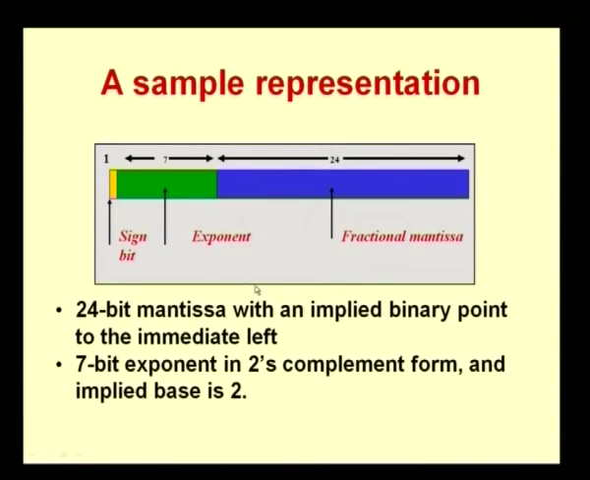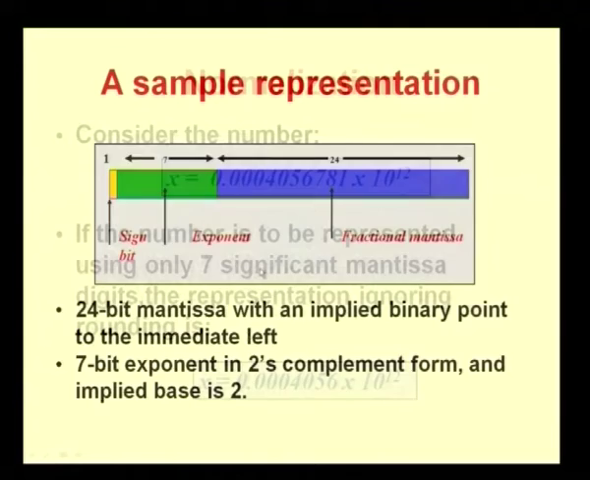Here the base that we are looking at is 10, but when you are looking at binary numbers, the implied base will be 2. So, the 2 need not be represented. We just need to represent the exponent, the sign bit and the mantissa. In this example where I am using 32 bits for representation, out of the 32 bits we are using 1 bit for the sign bit, 7 bits for the exponent and 24 bits for the mantissa.